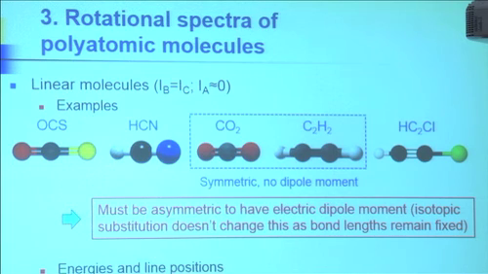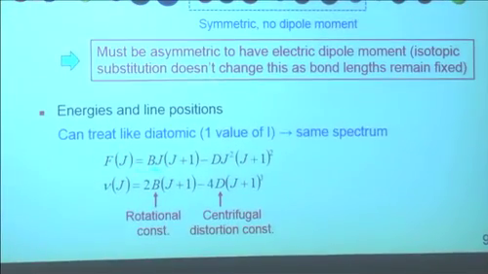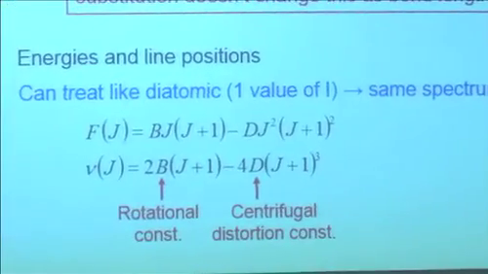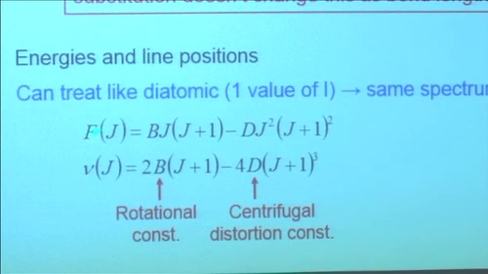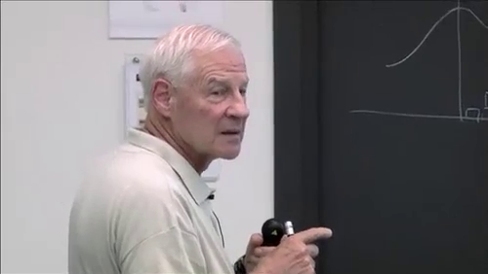Now, in this case, what we're going to find is that there's still only one quantum number, J. There's still only one rotational constant, B, because we're not using A, and IC equals IB. And so we end up with an energy expression that looks exactly the same as before. So linear polyatomics are treated the same way as the diatomic.